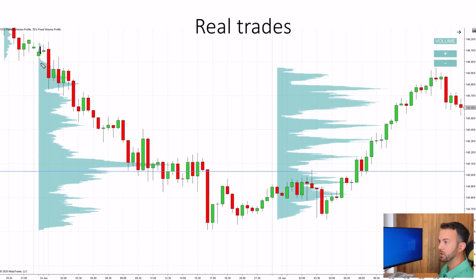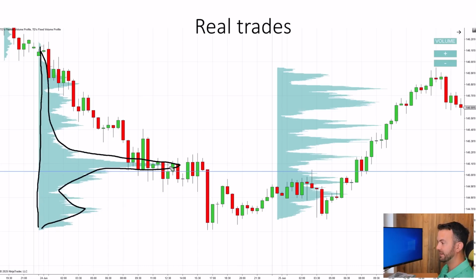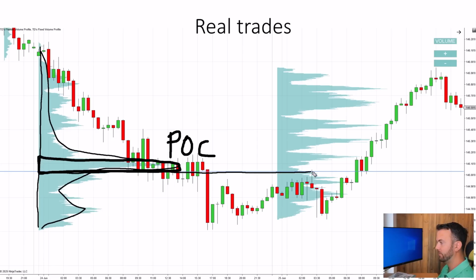This is a 30-minute chart, daily profiles. If you look at this profile, there's a point of control that stands out very nicely. This is the point of control. And again, I like to trade from the beginning of that heavy volume zone where the point of control was formed. So it was this level.